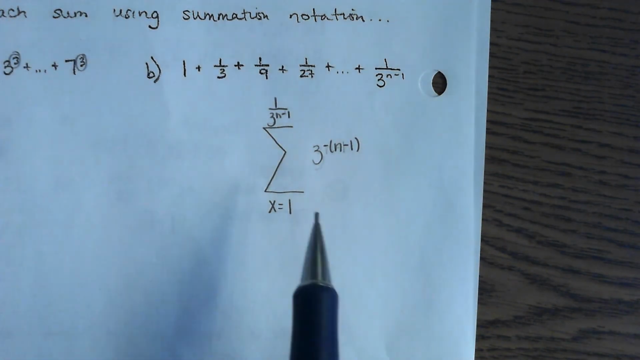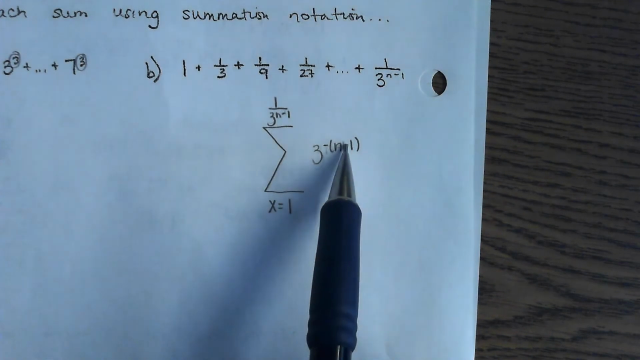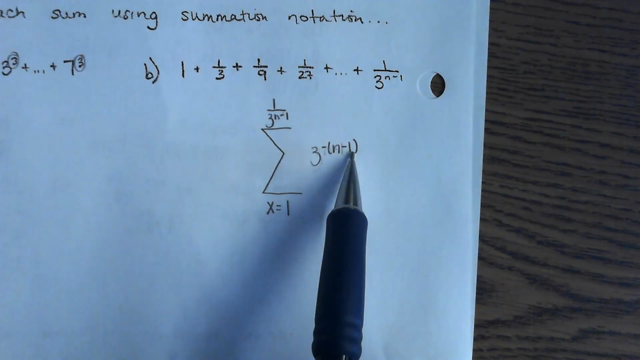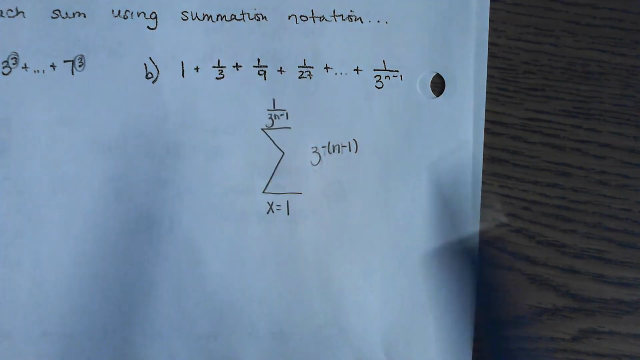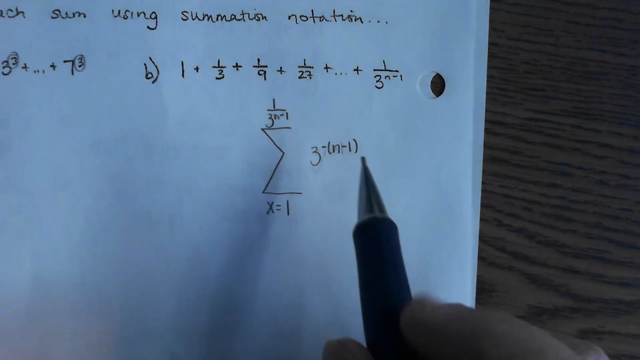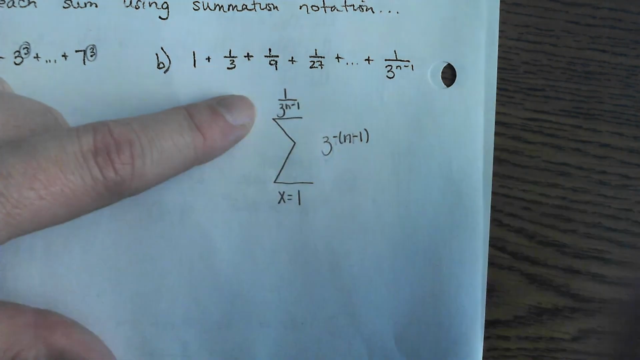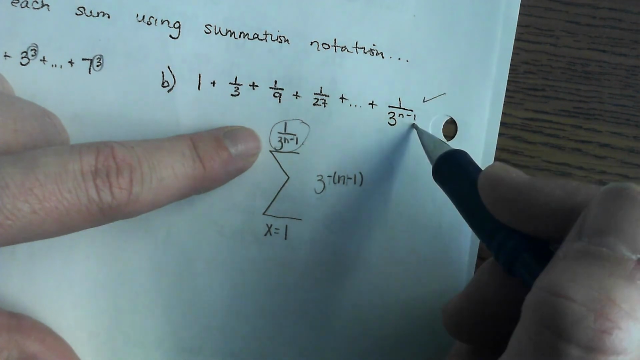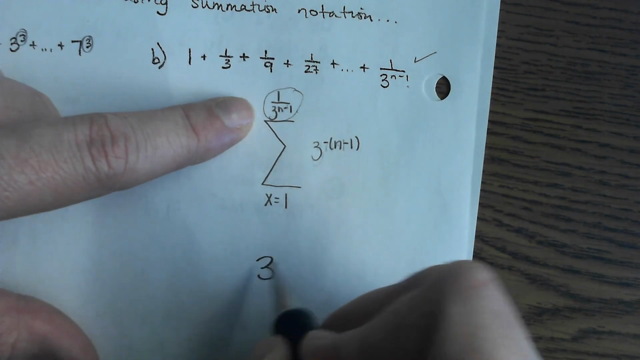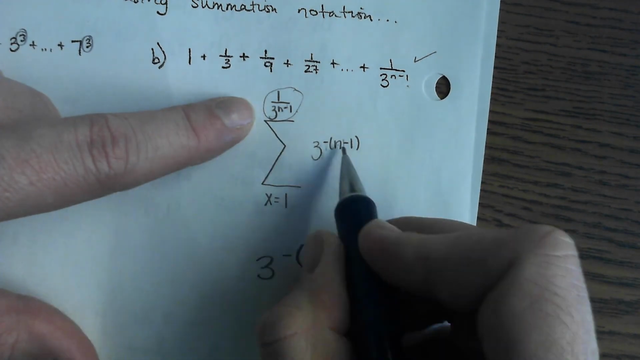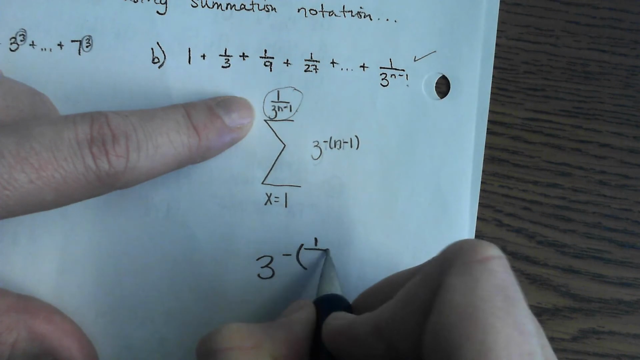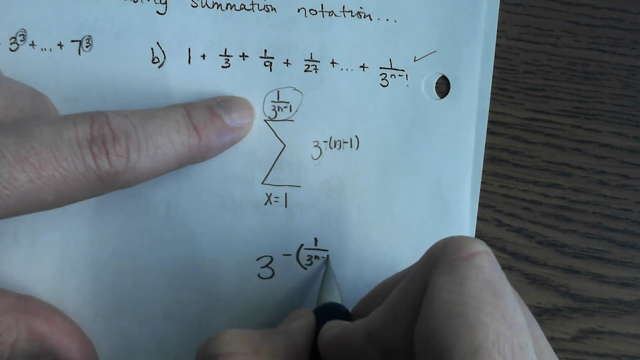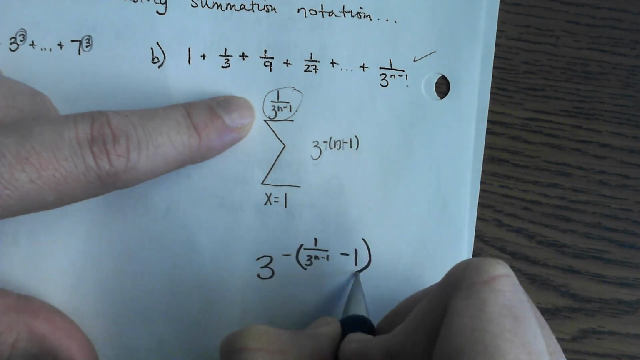Very good. They plug in a 3 then. 3 minus 1 is 2. 3 to the negative second is 1 over 3 to the second. Good. The one thing I'm going to be concerned with, and we'll see if it works out, is when they plug in this final thing, will it simplify to that? So 3 to the negative, and they're replacing n with 1 over 3 to the n minus 1 minus 1.